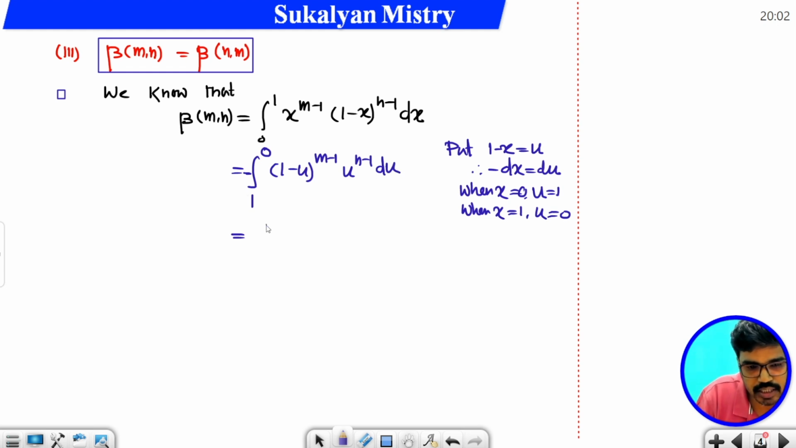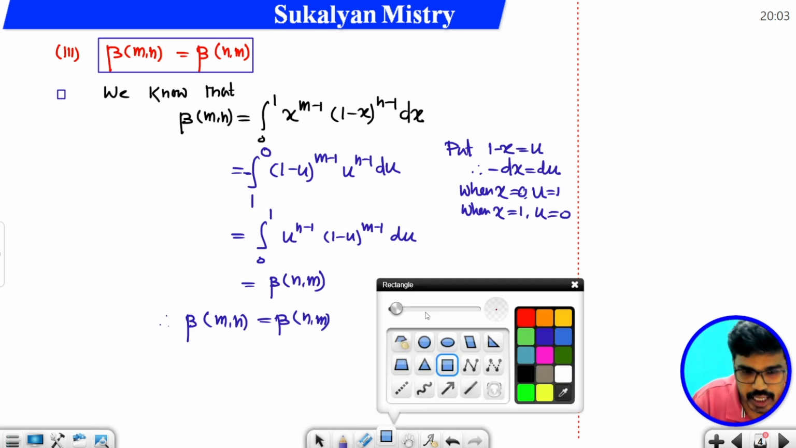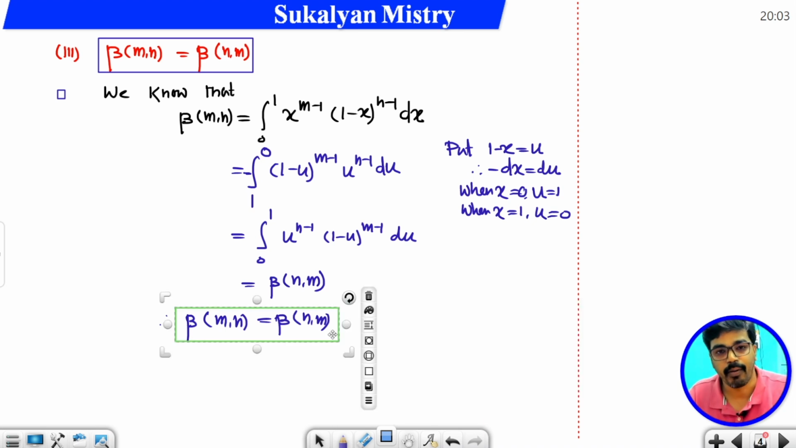Look, there is a minus sign, so just change the limit. So 0 to 1, this I can write as u to the power n minus 1 into 1 minus u to the power m minus 1 du, that is x to the power n minus 1 into 1 minus x to the power m minus 1 dx. So that means this is beta n comma m, okay? Therefore we prove that beta m n is equal to beta n m, that is, the beta function is symmetric about its arguments.